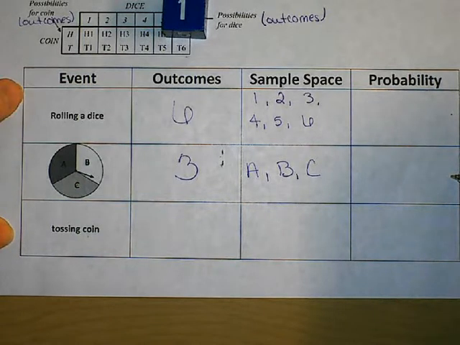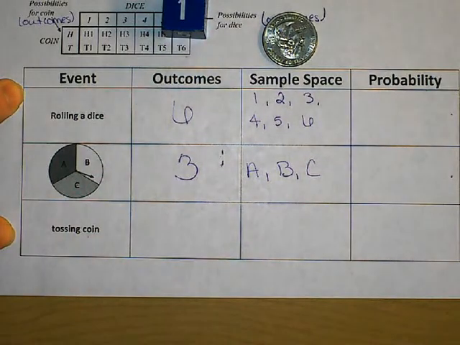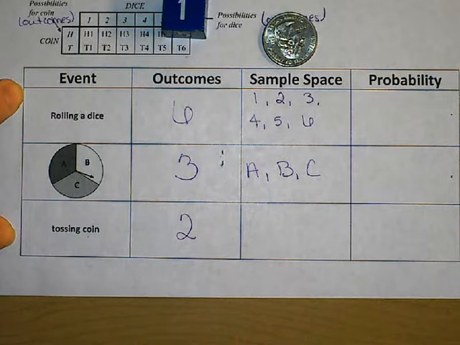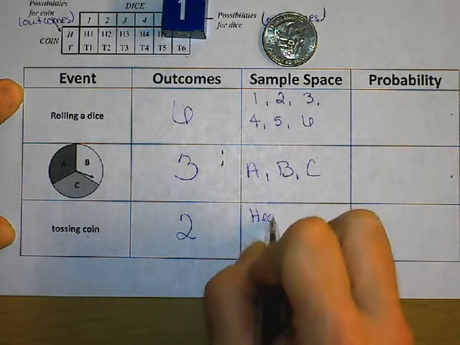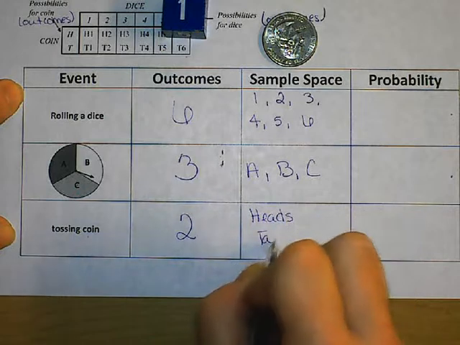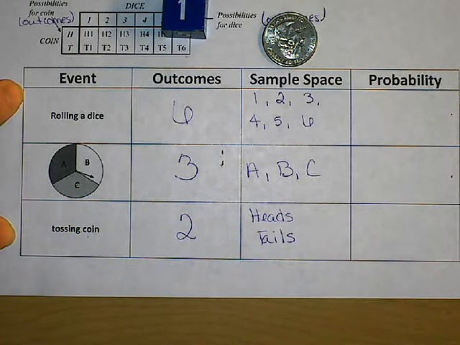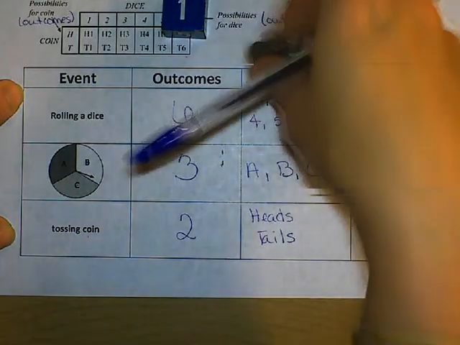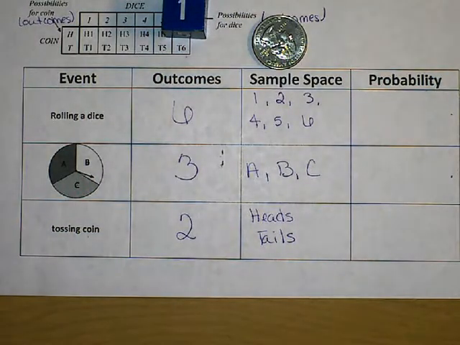How about tossing a coin? How many outcomes do we have with tossing a coin? That's it. There's only 2. And what are those 2 outcomes? You got it. It's heads and tails. See, we only have 2 sides of the coin.